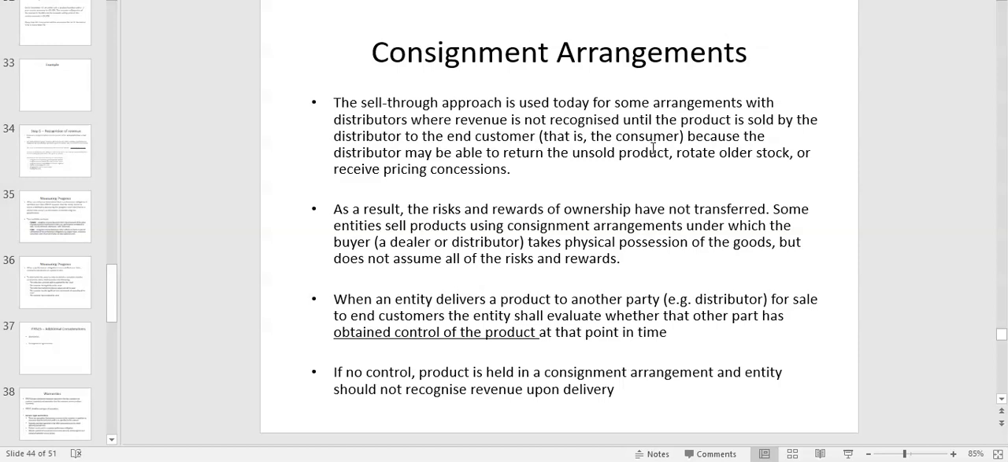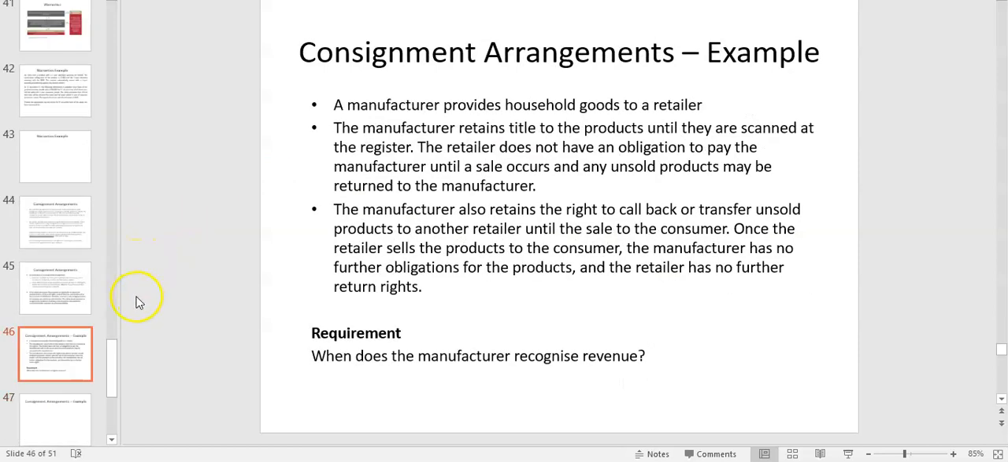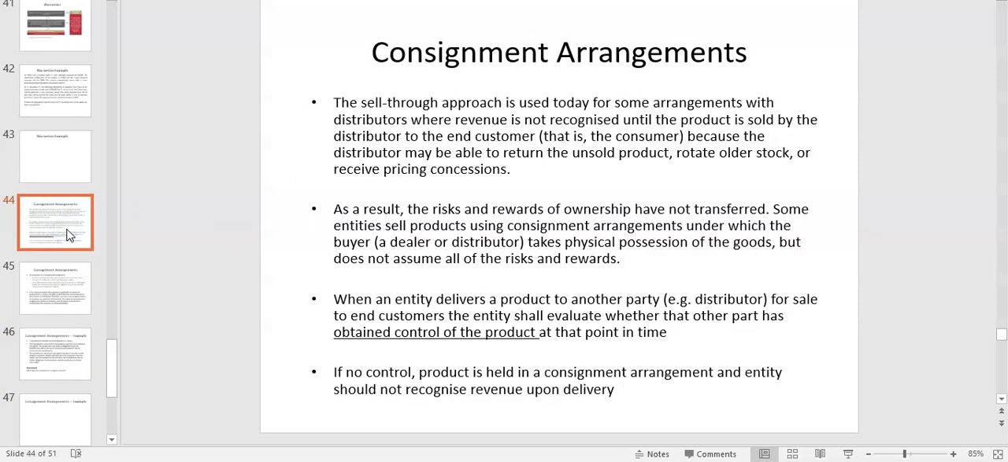So what we often say here is this inventory is on consignment. It's not actually bought, and there's not actually risks involved. It's really sitting there and it will only be sold. You'll only recognize the revenue when it's sold. So no real control has passed to the distributor, which is the retailer.